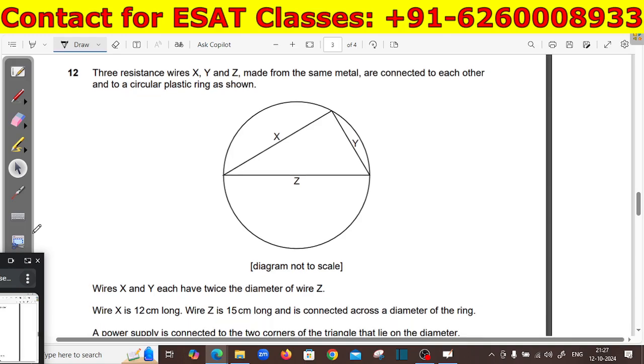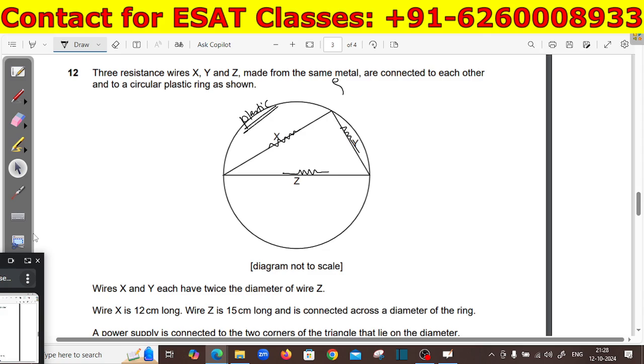Okay, let us see this question. Three resistance wires X, Y, Z. So basically these are the resistances. We can mark this as this. There are three resistance wires X, Y, Z made from the same material, so their resistivity is the same, connected to each other and to a circular plastic ring as shown. And this is the plastic ring, so this is not conductive.